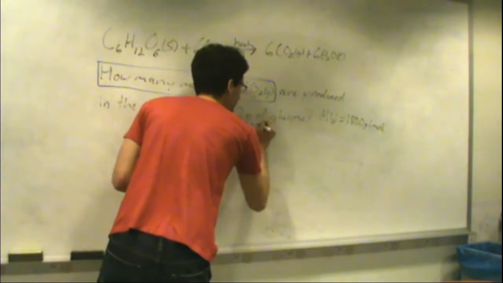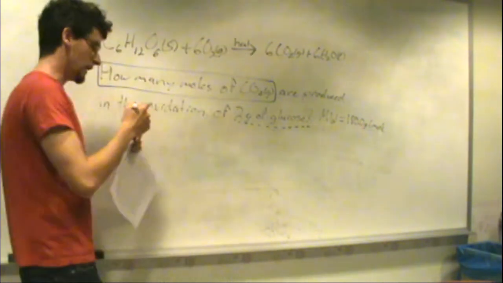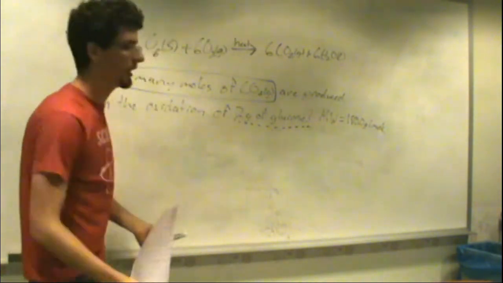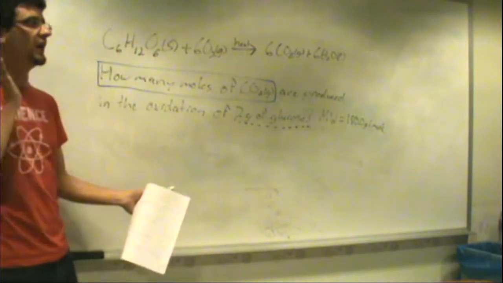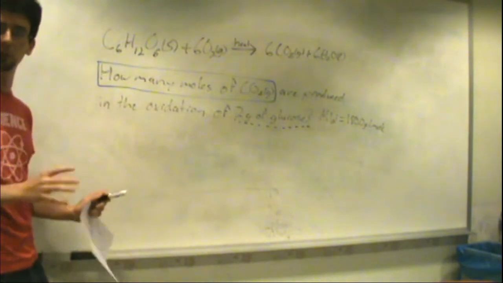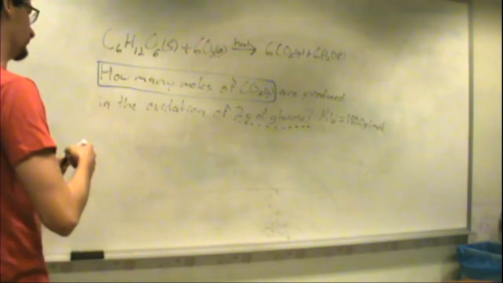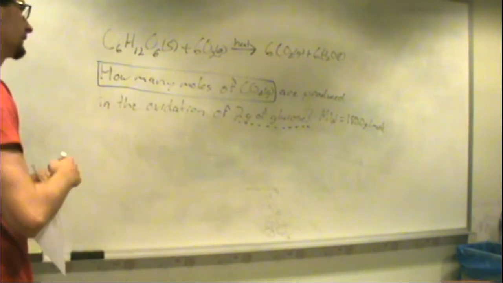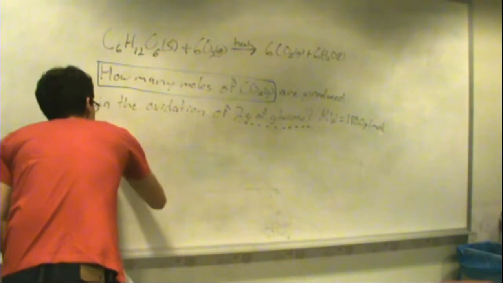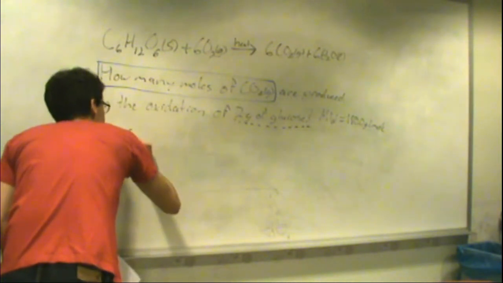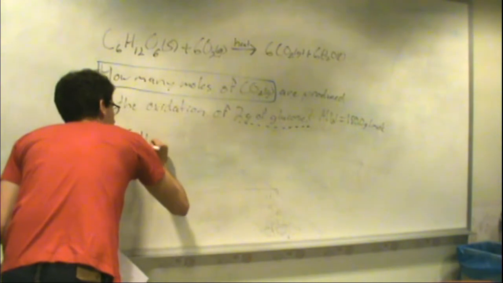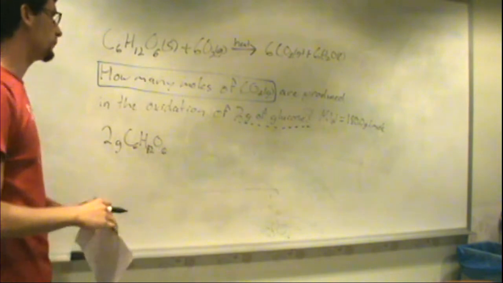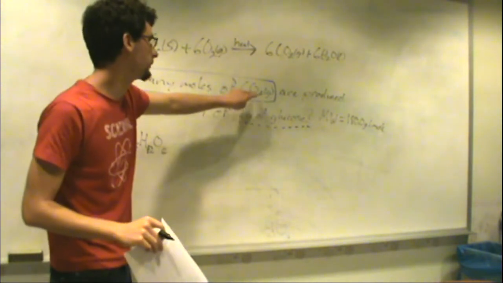And what information are we given to start off with? Well, we have 2 grams of glucose. So almost all problems in general chemistry can be confronted by converting to moles. If you're going to convert to moles, you're probably halfway there to your solution. So we're given that we have 2 grams of glucose. So let's start with that. So we have 2 grams of C6H12O6. And we need to get to moles of CO2.